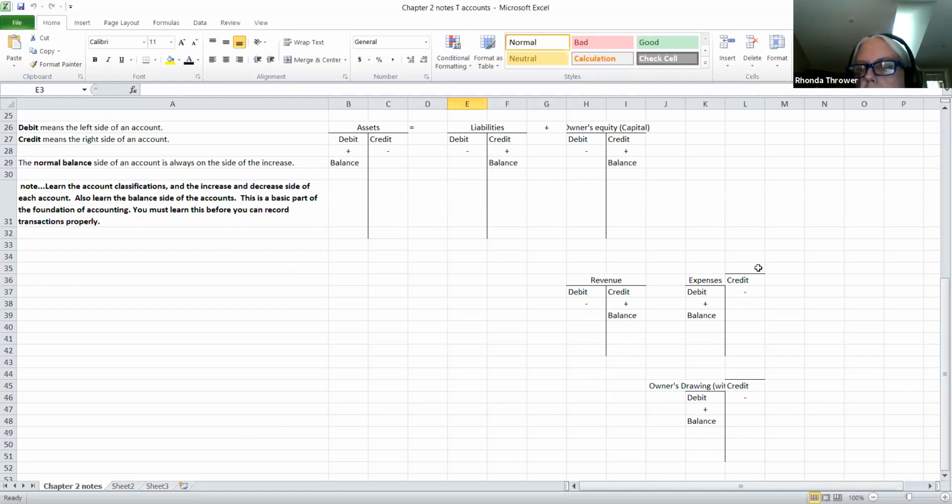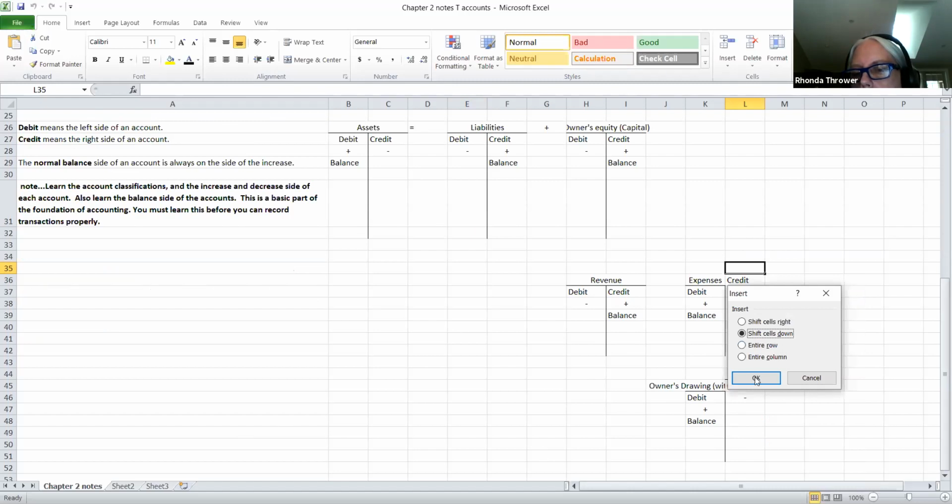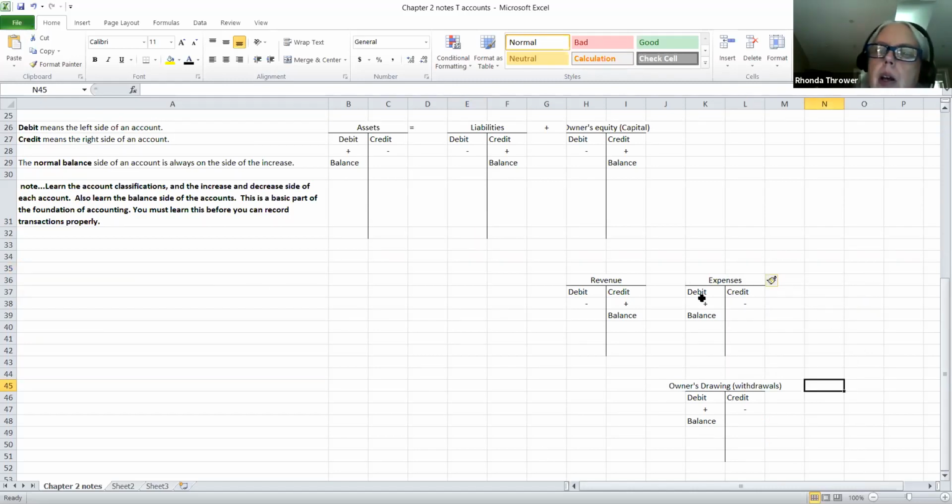And I see that one of my expenses kind of got a little bit offline here. So let me see if I can insert a cell here and shift it down. Yeah, that makes it look a little bit better there.